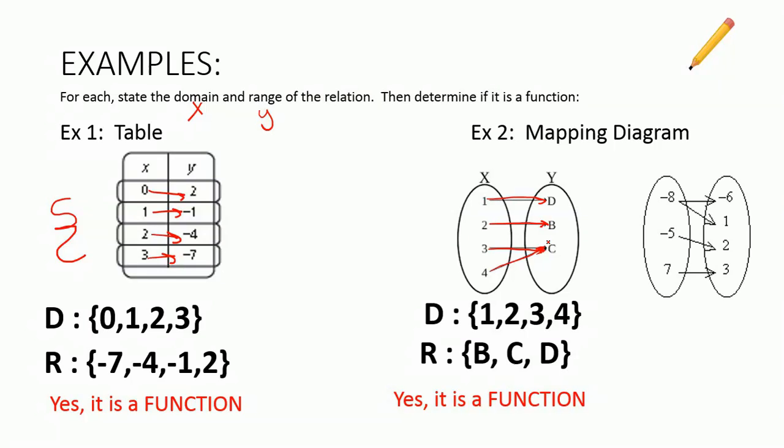But let's take a look at another example. Notice how my domain would be -8, -5, and 7.